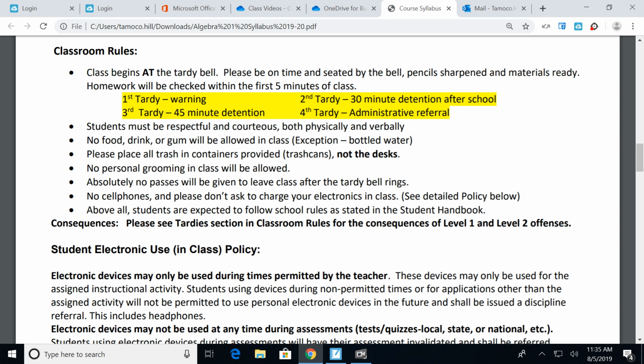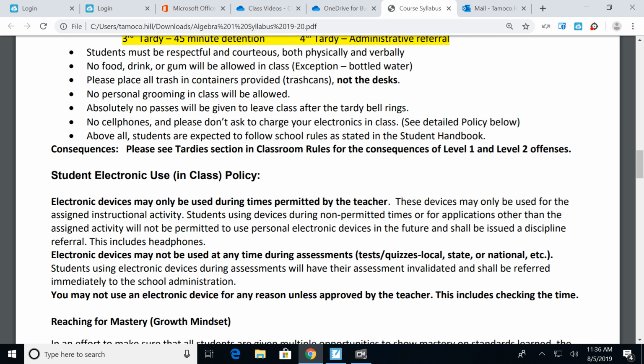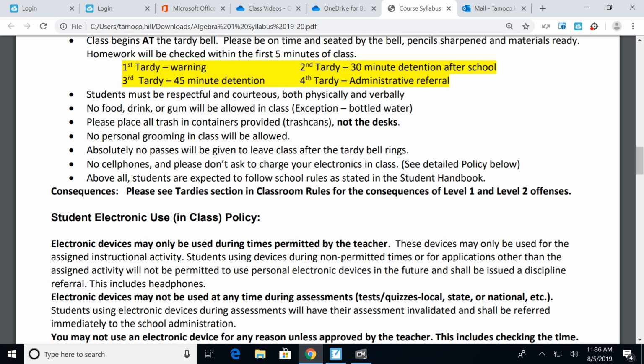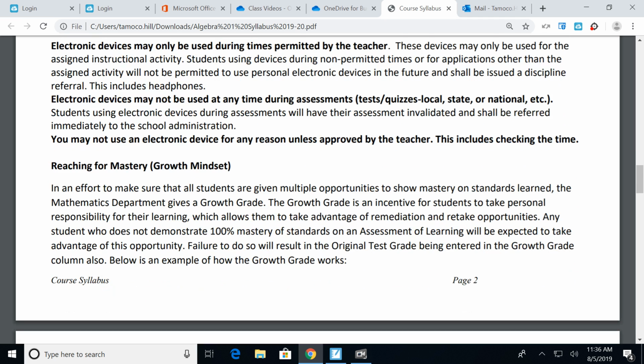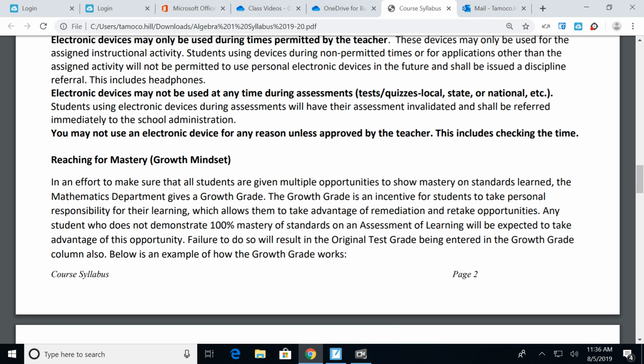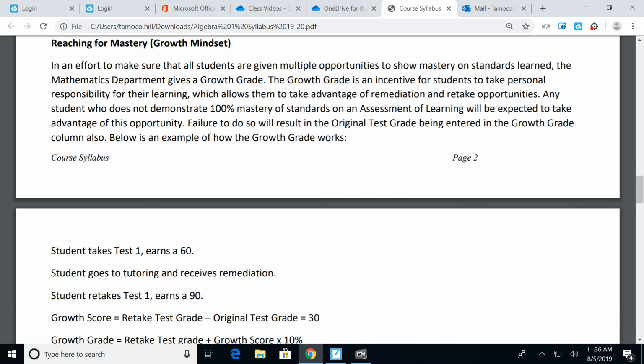There are 2 of them. One in the front of the room, one in the back of the room. Right now they are empty. But some days you come in, there'll be something in them because you need it for what we're doing in class. No personal grooming, so no brushing, combing hair, fixing your makeup, all that good stuff, no grooming. I will give no passes out. Not going to go over the electronic use policy. I think you guys have heard that enough that you know what it is.